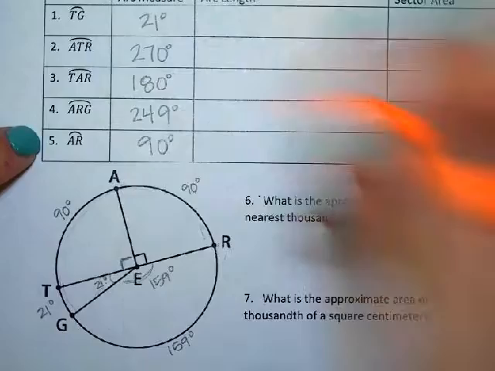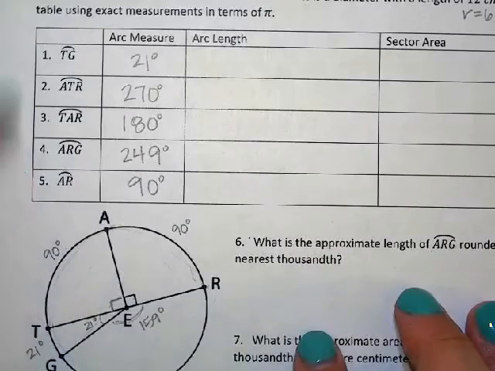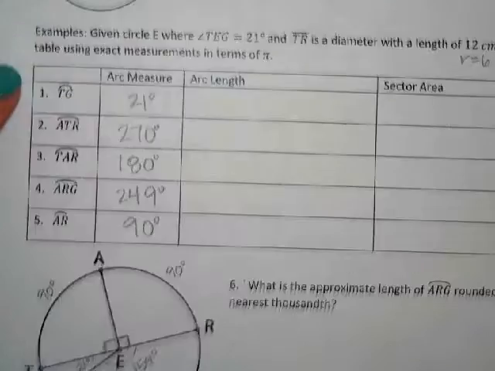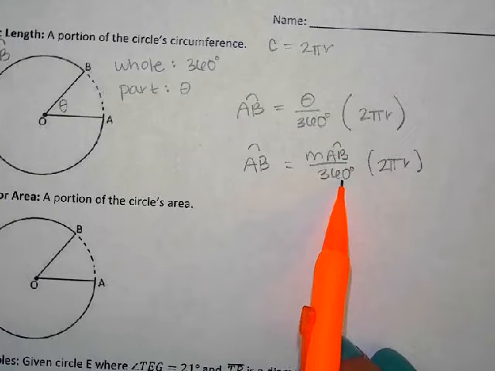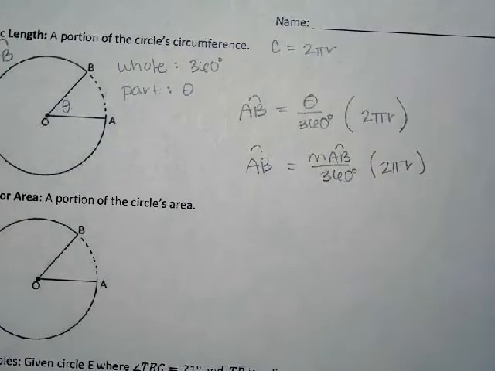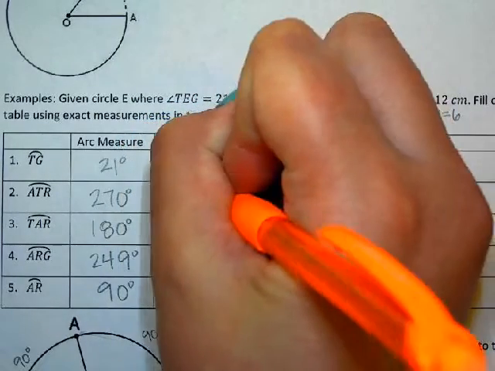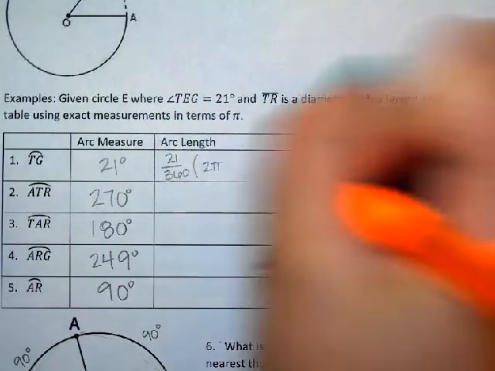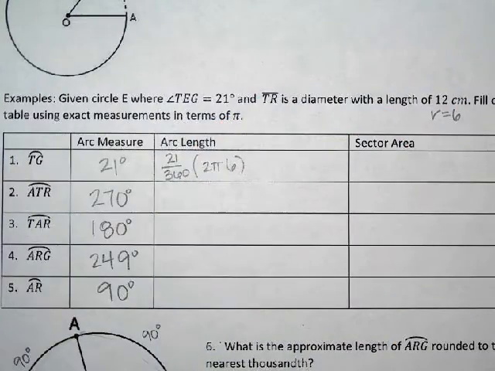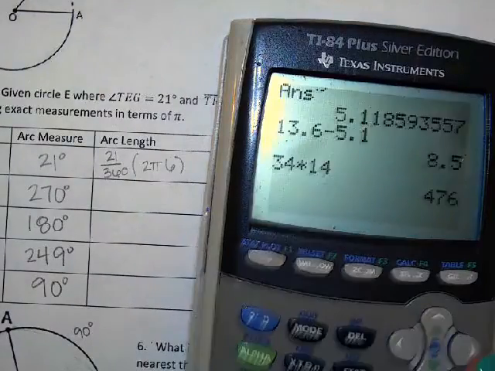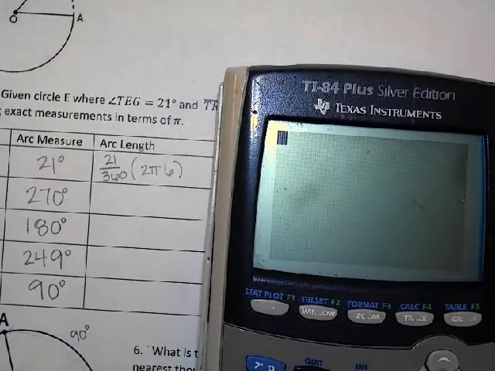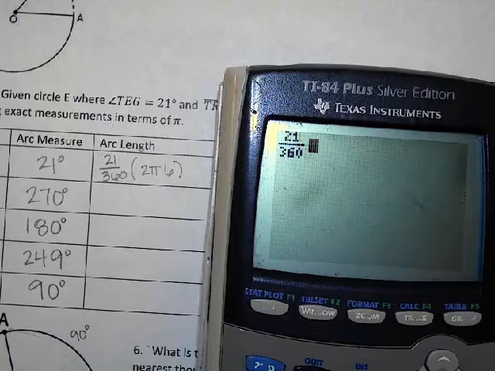Okay. So now we're going to go ahead and do the arc length. To do the arc length, we just have to do the measure of the arc divided by 360 multiplied by 2 pi r, and they want us to leave the answer in terms of pi with exact measurements. So we're going to do 21 over 360 times 2 pi, the radius is 6, times 2 pi r. Okay, so when I type this in, I'm going to type everything except for the pi because we're doing exact measurements, and so the pi doesn't get typed, it only gets written down. So 21 over 360, 2 times r.